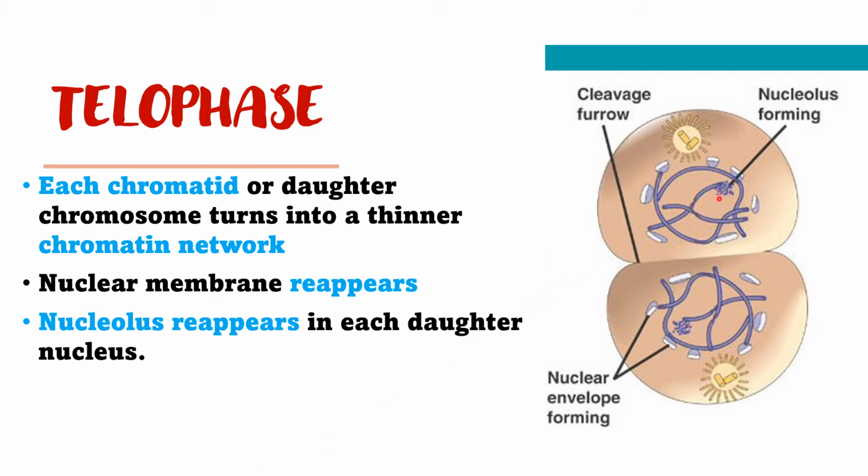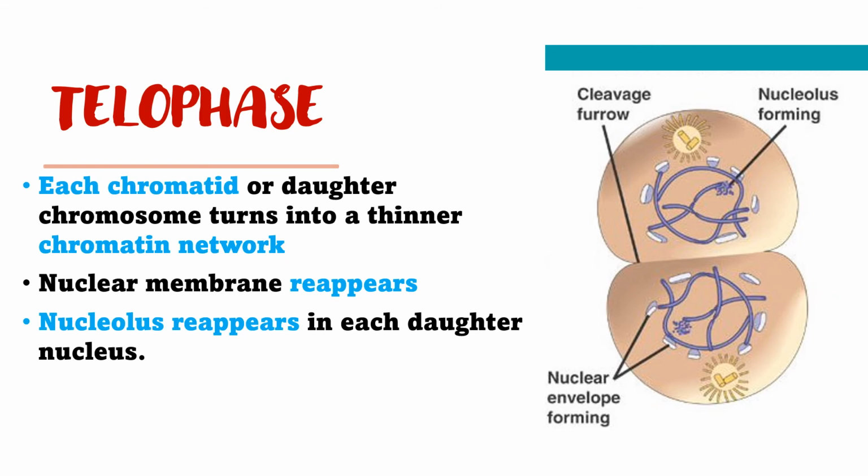Then in the telophase stage, the nuclear membrane. Here you can see the nuclear membrane starts to appear. Yes, the nuclear membrane and nucleolus reappear in each daughter nucleus.